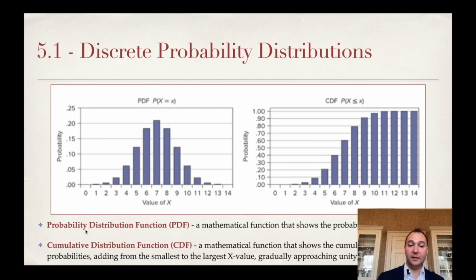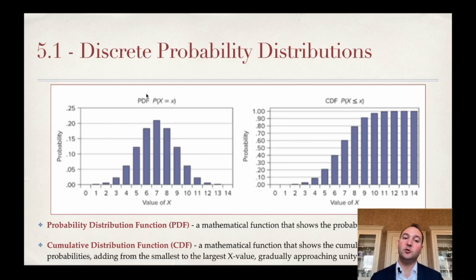A probability distribution function, what we see on the left, is a mathematical function that shows the probability of each x value. On the left, we see a PDF. A PDF is a probability distribution function. It's a mathematical function that shows the probability of each x value. So in this example, the highest probability is to get the value 7, and that occurs a little bit more than 20% of the time.